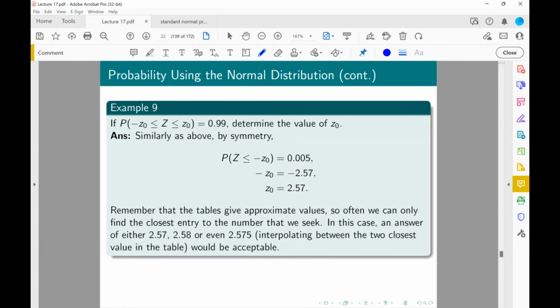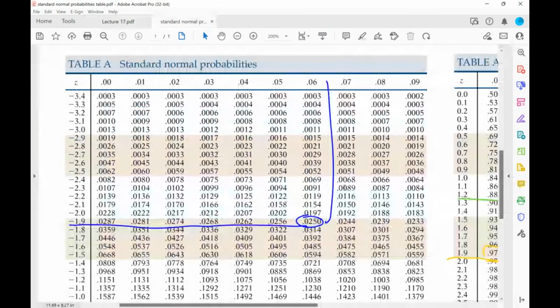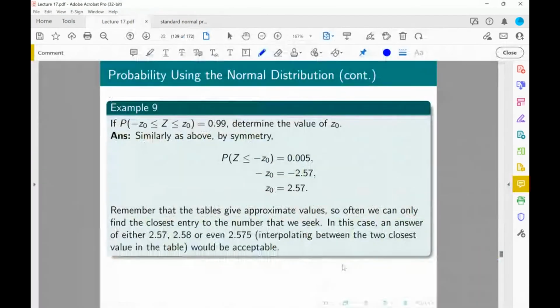Actually, let me just look back at the table again. Yeah, 0.005 would be here, so it's not exactly on the table. So it would make sense to give it either minus 2.58 or minus 2.57. If you're that close, it's usually fine to use either of them. Great questions, comments so far.